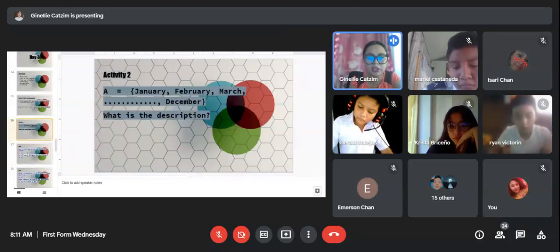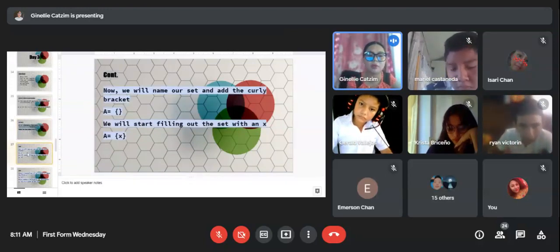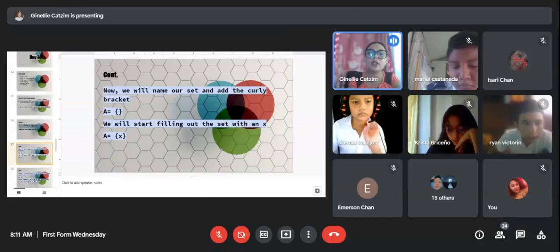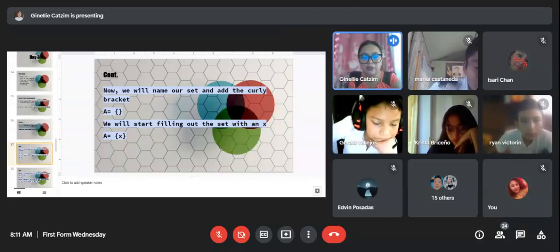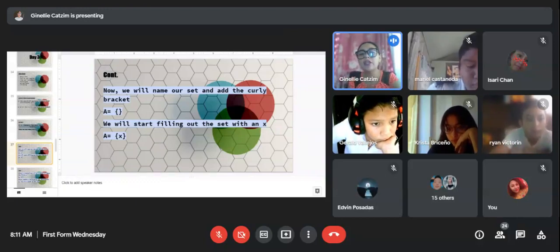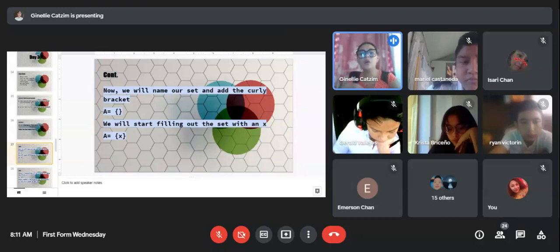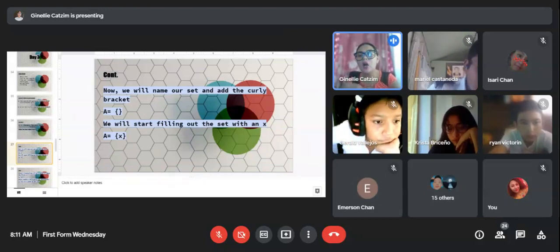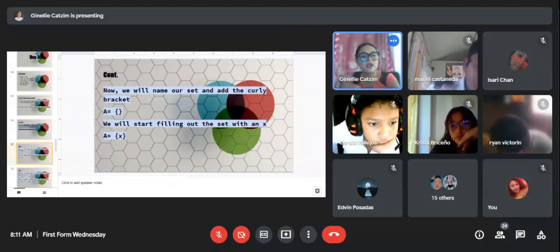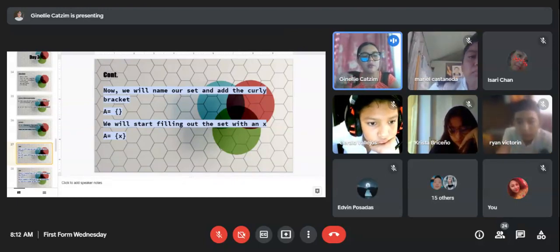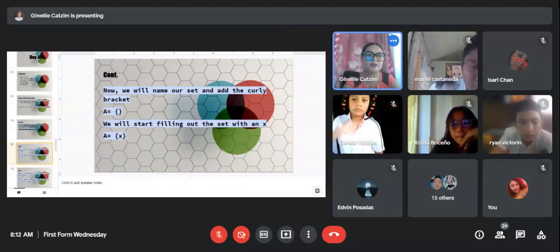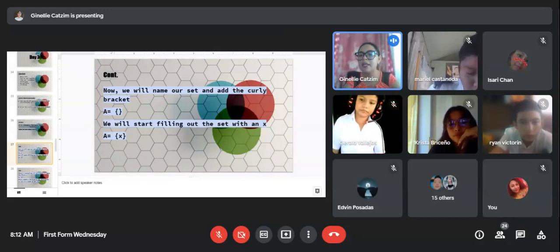If you want to keep the letter, then that's okay. That's no problem. But we will name our set. Remember, the naming of a set is a letter, and we will add the curly brackets. After we do that, we will start filling out the set with an X. So that is how it should start looking. A equals your curly bracket and an X inside. Please make note of that.